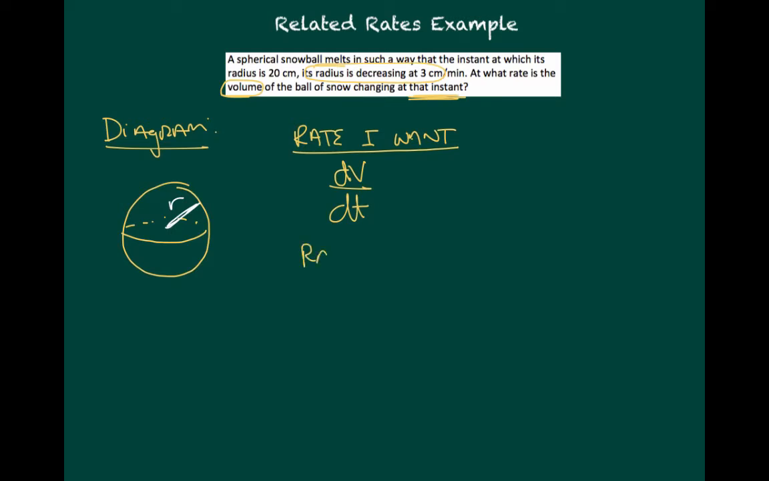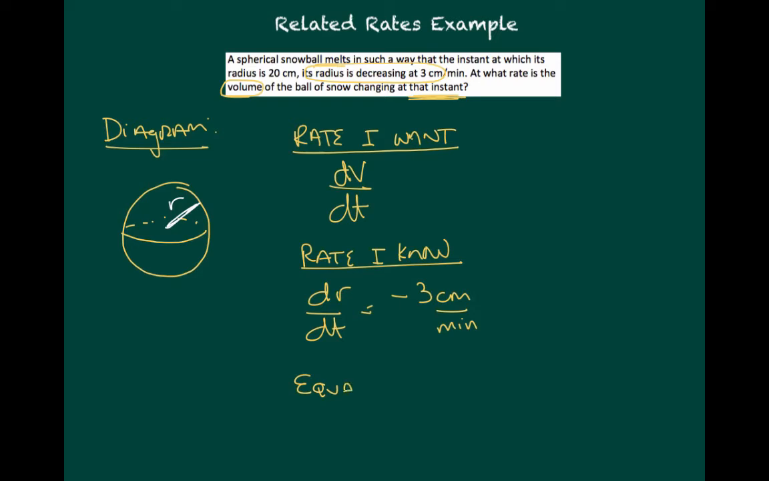And then the other thing that we have to keep in mind is the rate I know. The rate I know in this case is the radius. So we know that dr dt equals negative 3 centimeters per minute. Now, why do you think it's negative? Well, hopefully you recognize that since the radius is decreasing, it must be getting smaller, and that means a negative derivative.